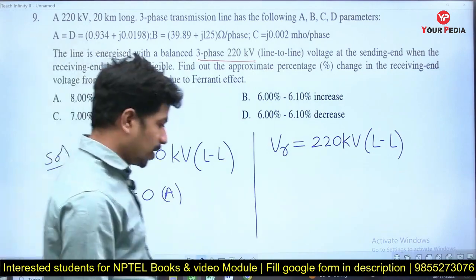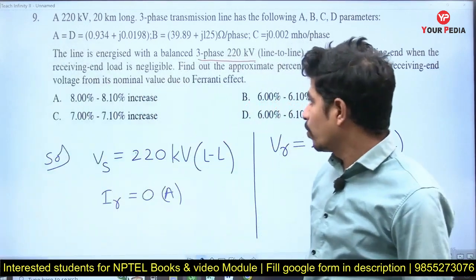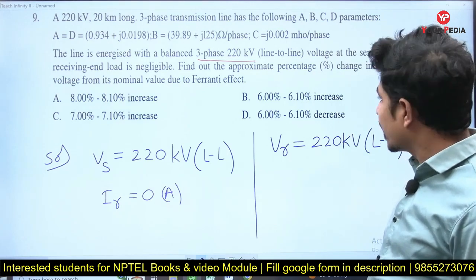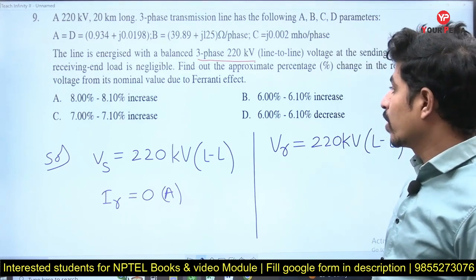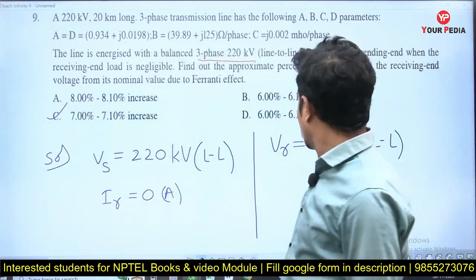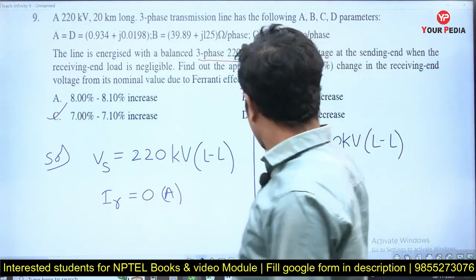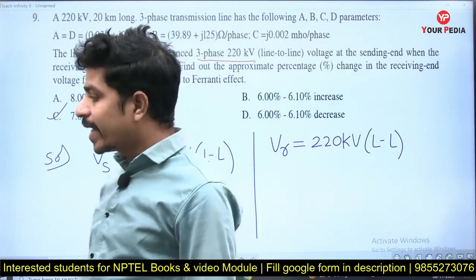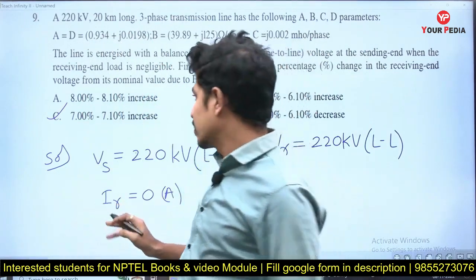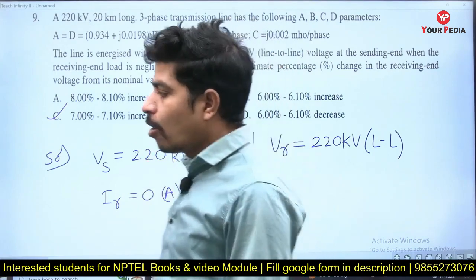Look at option A. It is 8 to 8.1% increase. B is 6 to 6.1% increase. C is 7 to 7.1% increase. Option C serves our purpose, the correct answer. And D is 6 to 6.1% decrease due to Ferranti effect. Receiving end voltage will increase, it won't decrease. Yes, option C is the correct option.